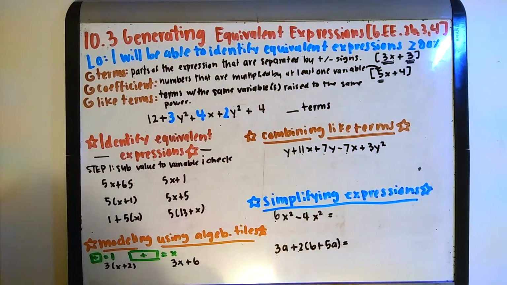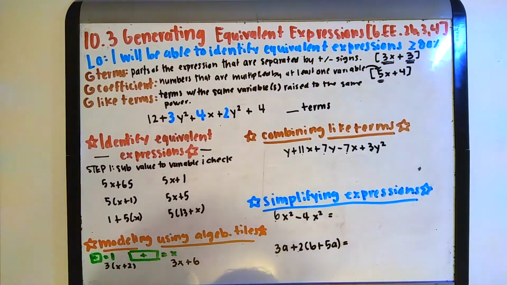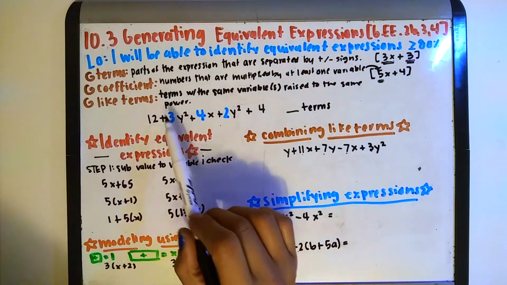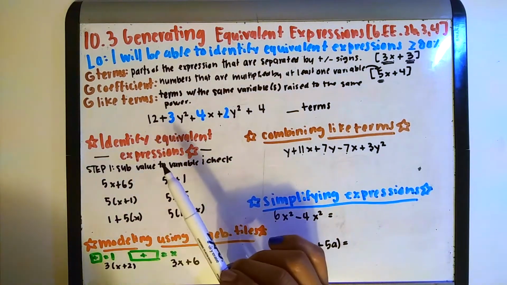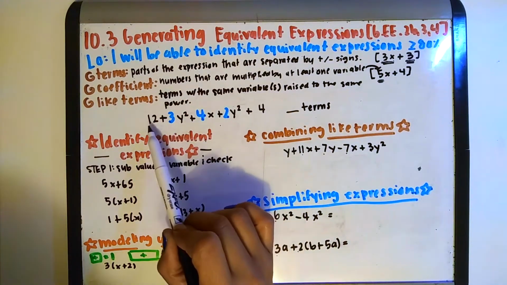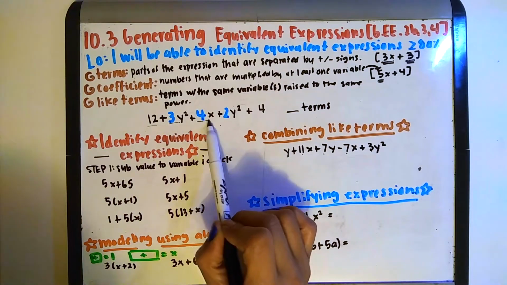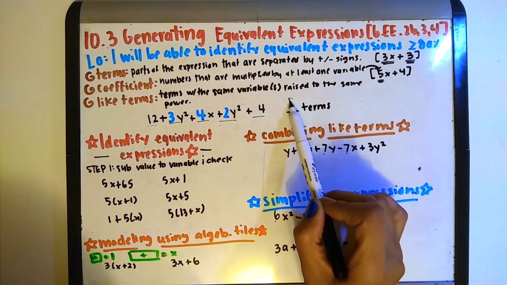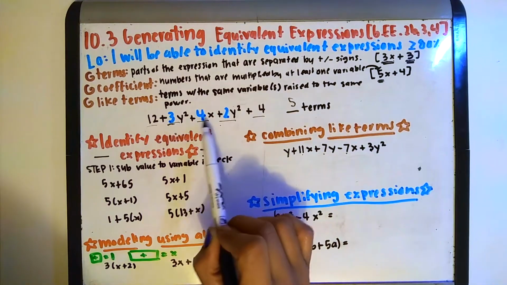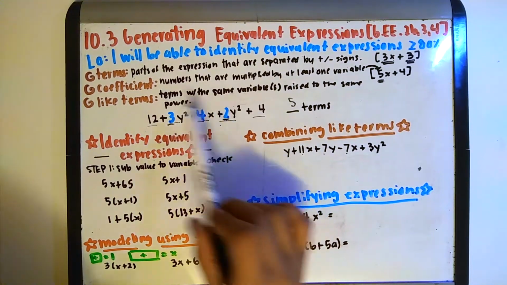And then like terms are basically terms with the same variable, or variables raised to the same power. So let me go ahead and give you an example right here, and then we'll do the ones following. Anytime you see a plus sign, it's a hint that that's a different term. So in this one, I have 1, 2, 3, 4, 5 terms. Now the ones in the blue, the numbers in front of the variables, those are my coefficients.